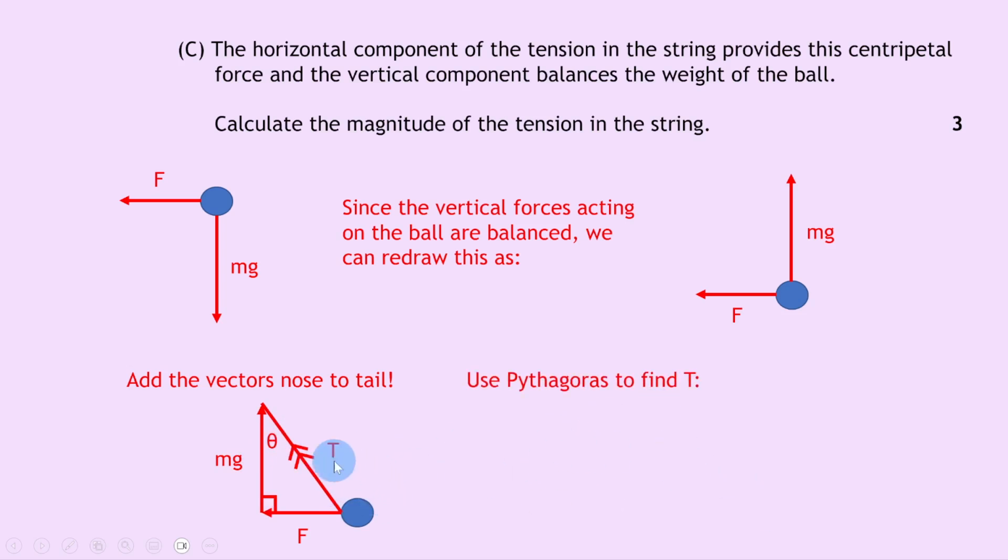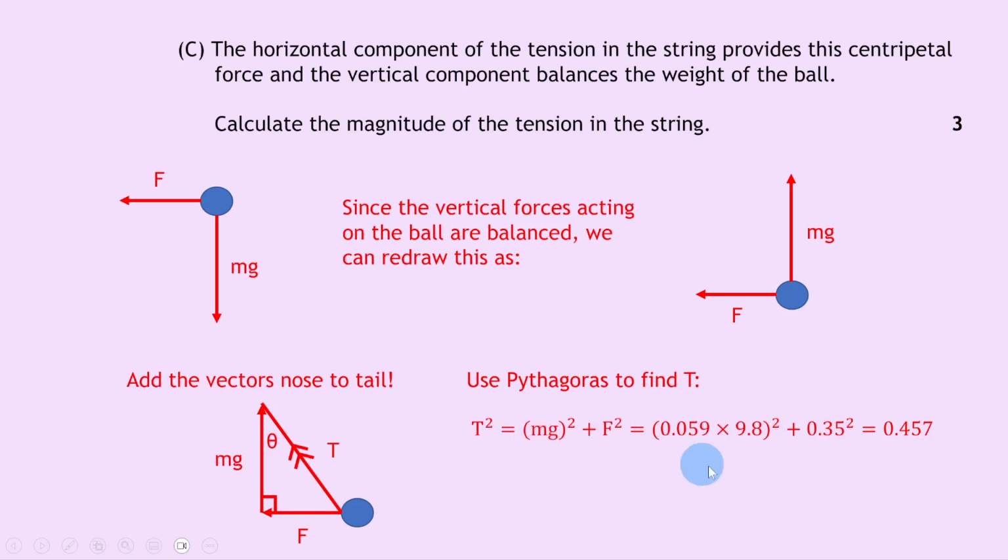So instead of c squared equals a squared plus b squared, we could write this in terms of the variables we've got. So we could say the hypotenuse T squared is equal to this side, (mg) squared plus F squared. And then we can just sub in our values for those. So we've got 0.059 for the mass times 9.8 for the gravitational field strength on Earth, and that's all squared, plus 0.35 squared, where 0.35 newtons was our centripetal force from earlier. And if you put that into your calculator, you should get 0.457.